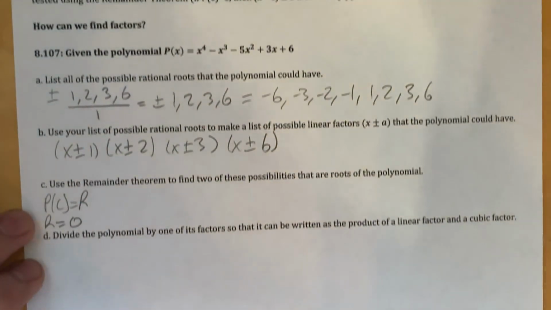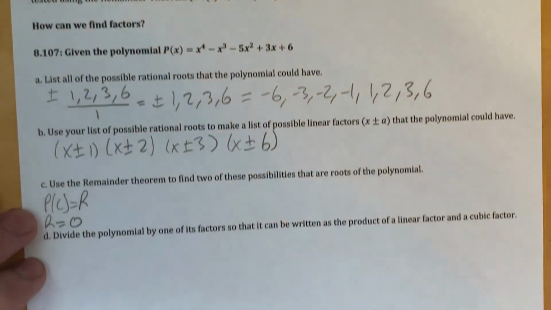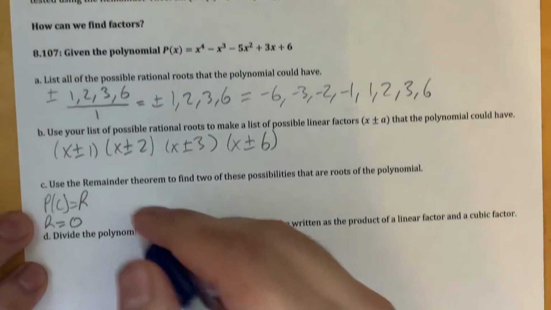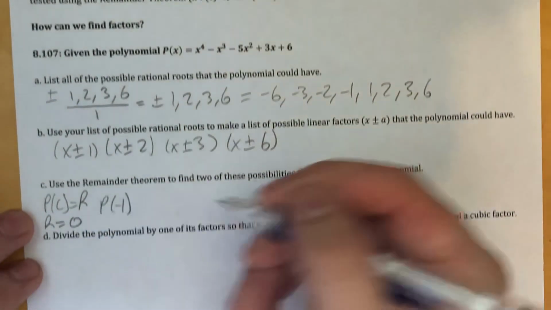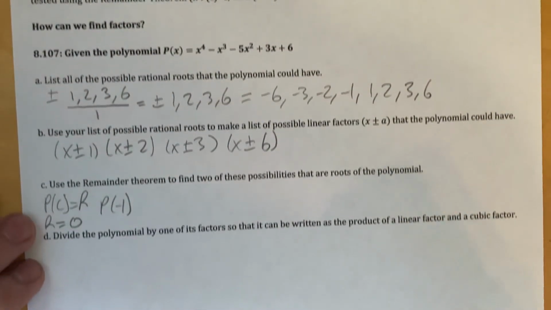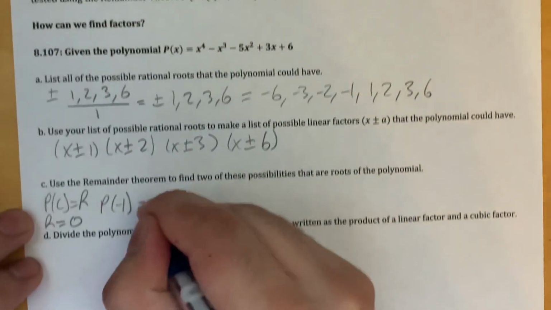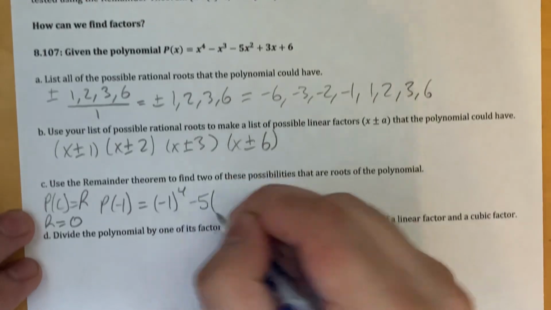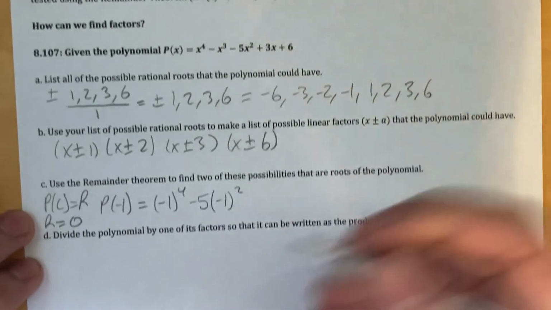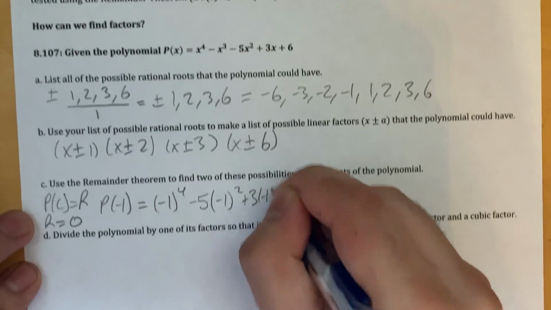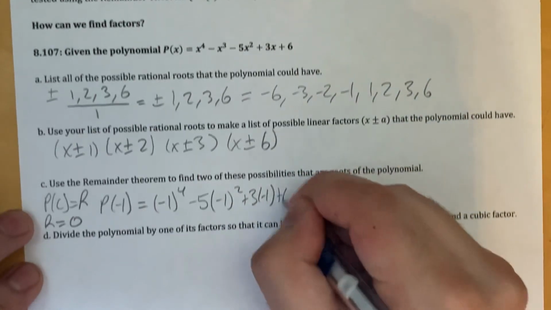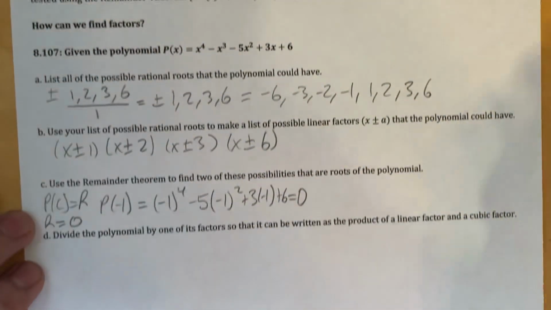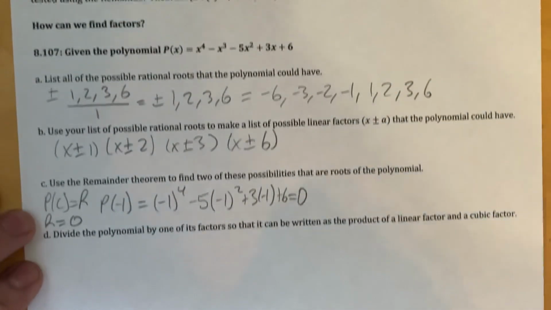But lucky for you guys, I magically guessed and got 0 for both of my roots. How did I do that? I don't know. Maybe I'm just a magician, can do it all in my head. So P of negative 1 is negative 1 to the power of 4 minus 5 times negative 1 squared plus 3 times negative 1 plus 6. And that gives us 0. Yes, check it in your calculator. Make sure I'm not fooling you. I could have just made it up.